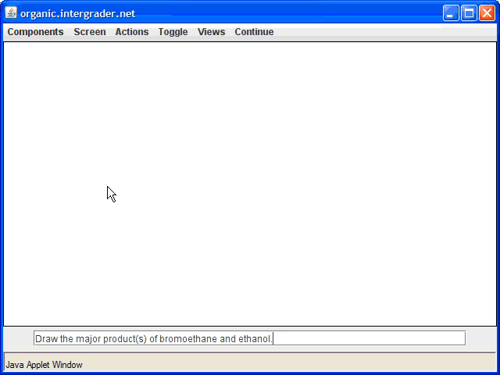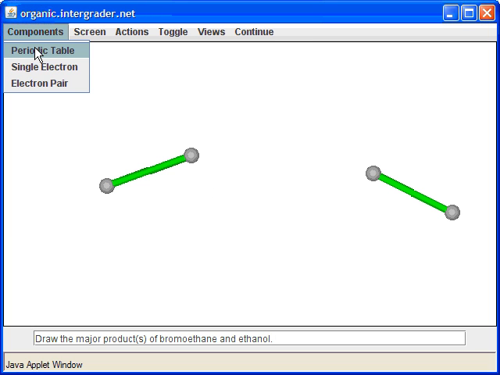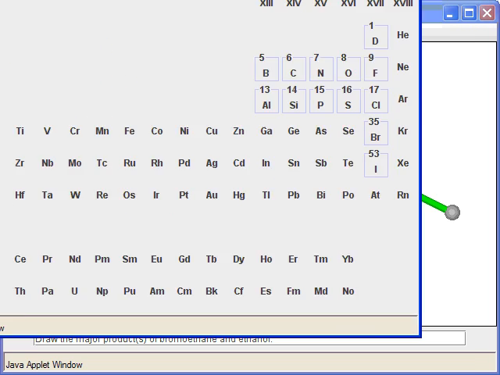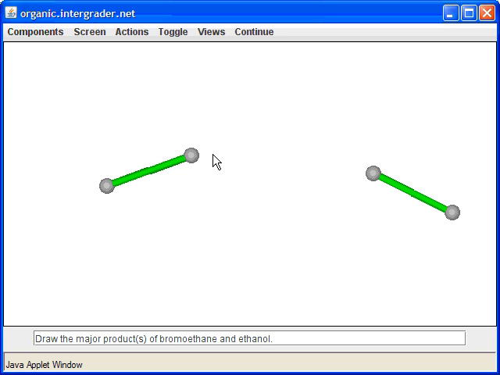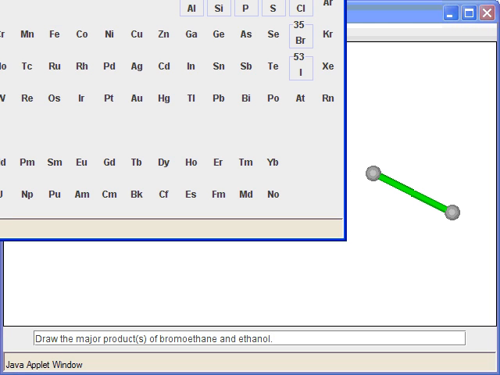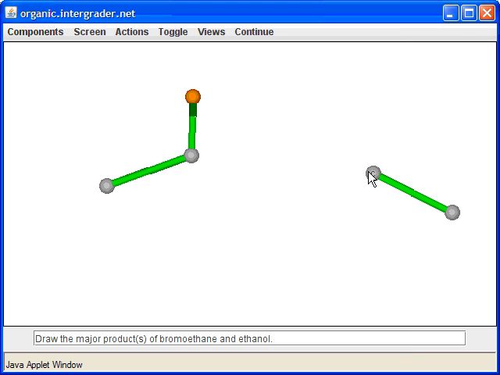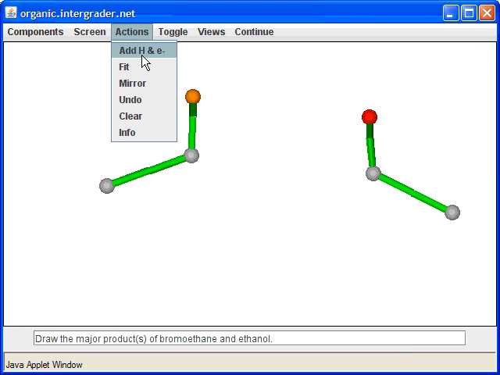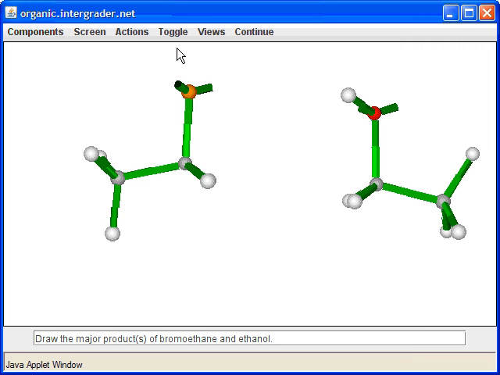Okay, so now we have bromoethane. That's 2 carbons on each side, both for the bromoethane and the ethanol. Let me go ahead and put the bromine in here. And then let's go ahead and make the alcohol. Put everything in here, right here.